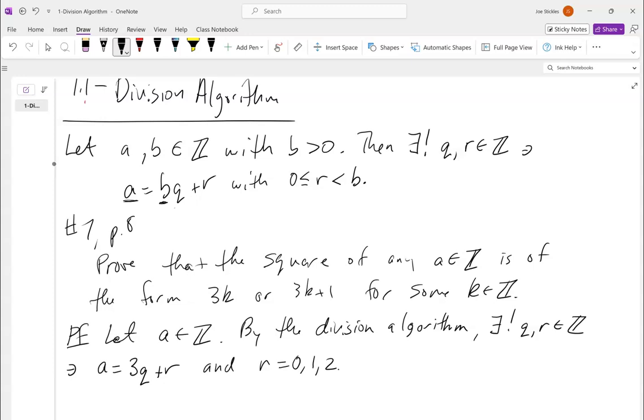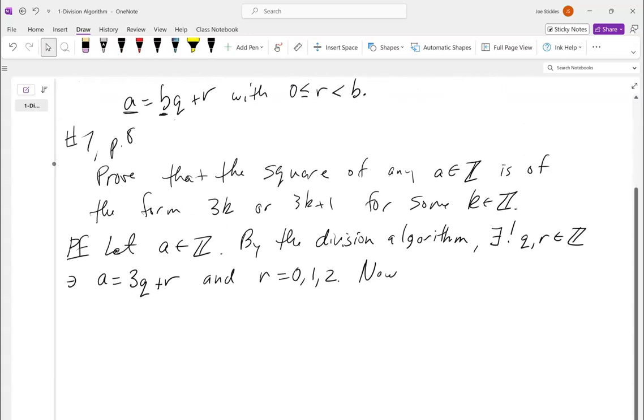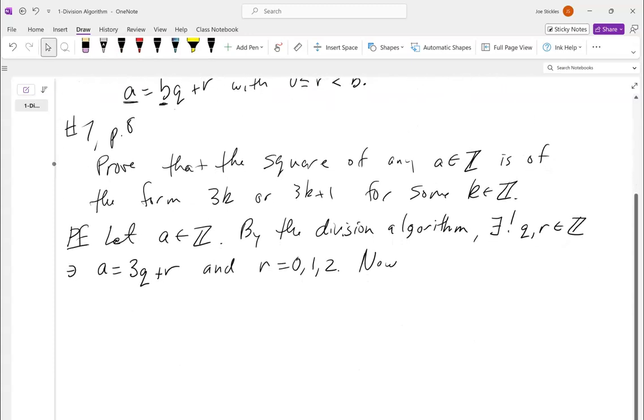So either A is 3 times Q, A is 3 times Q plus 1, or A is 3 times Q plus 2. What do you think I want to do with those 3 possibilities? Square them. Good. All right, so let's take A squared, and in the case where we have 3Q, that's case 1, right? What do you get when I square 3Q? Yeah, you get 9Q squared.